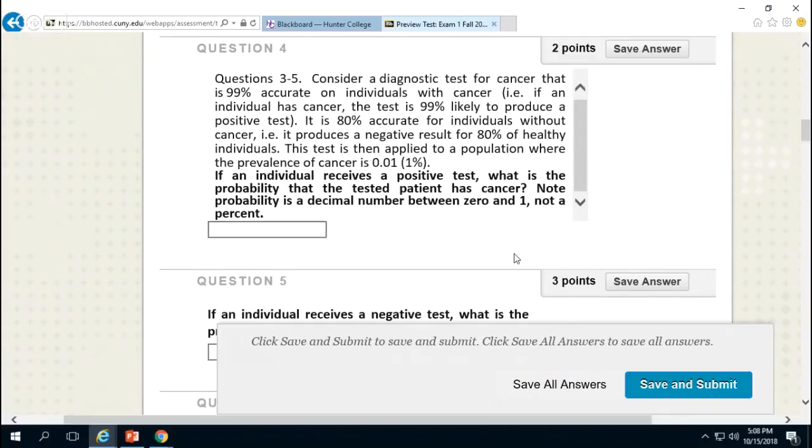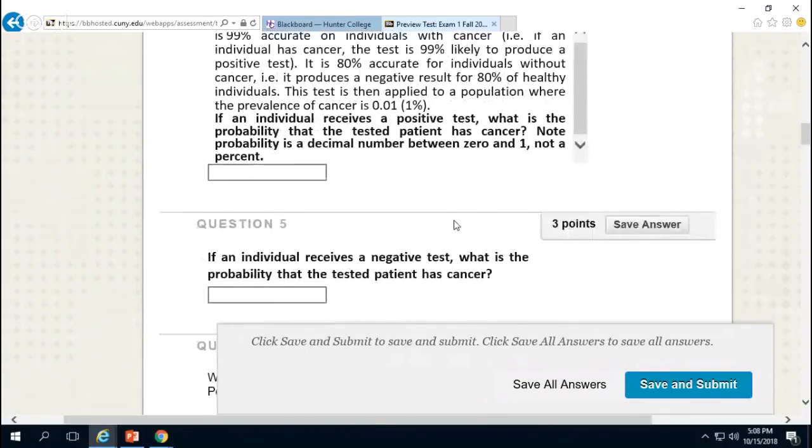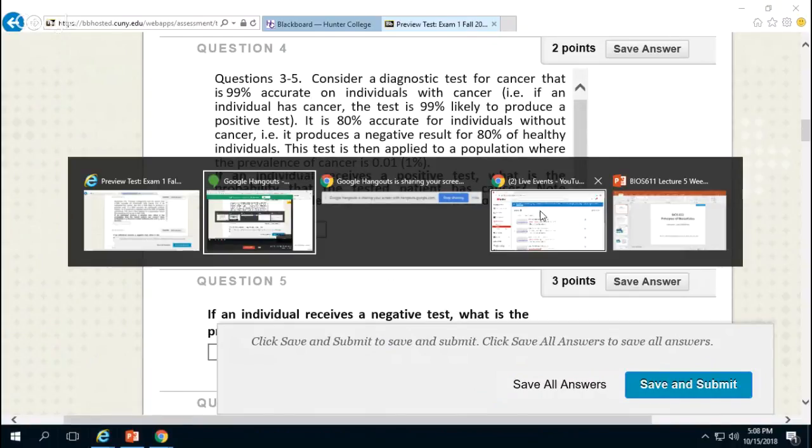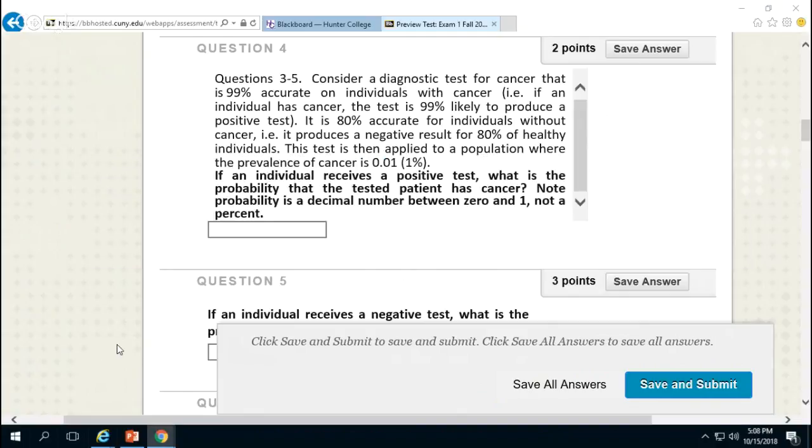Well, we could go through and solve these two. It's a little bit hard to do it. Maybe I can do it in an Excel spreadsheet here. Doing it on the spot.